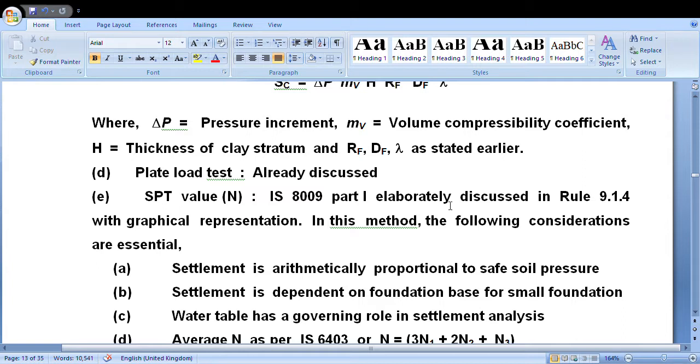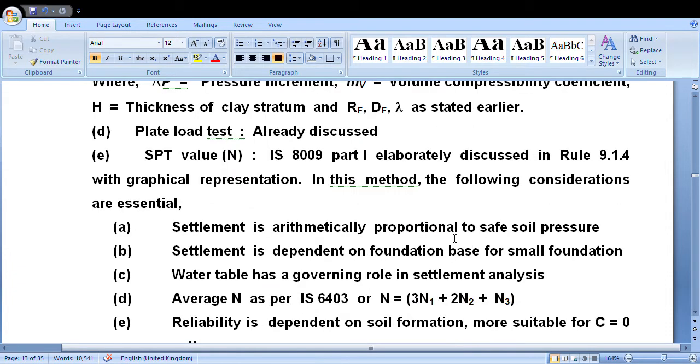And from the SPT value, we can calculate this settlement. That is IS 8009 Part 1, discussed in Clause 9.1.4, with a graphical representation. In that clause, there are some specific guidelines. The settlement is proportional to net soil pressure, which may or may not be. In other equations, this is not directly proportional.